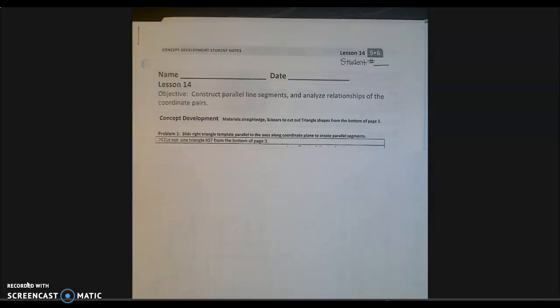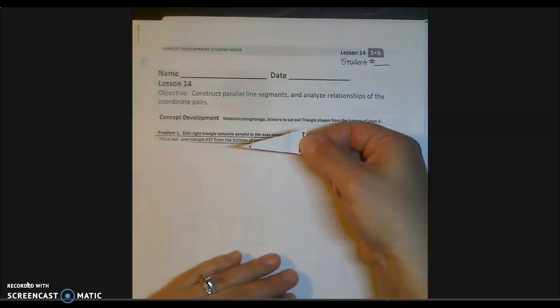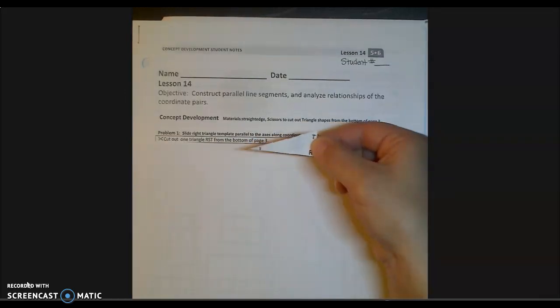So number 1 says to cut out a triangle. Well, I've already done that for you. I just can't pick it up here to show you. There we go. So this is the triangle we'll be using for today. It's triangle RST.